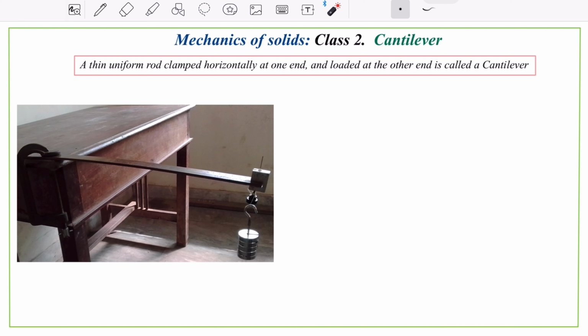That is a thin uniform rod which is clamped horizontally at one end and loaded at the other end. And this is called a cantilever. Because it is loaded with a weight W equal to mg, what happens to the beam? The beam undergoes bending.